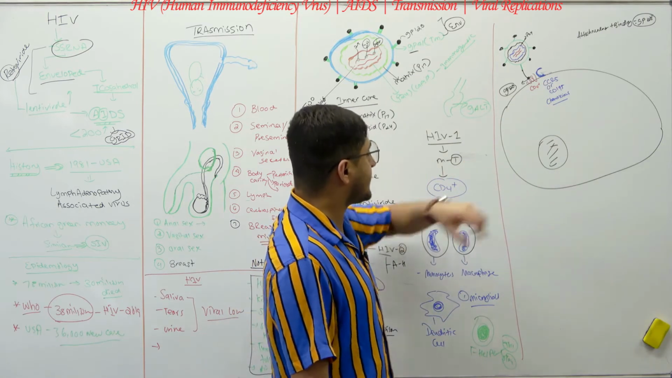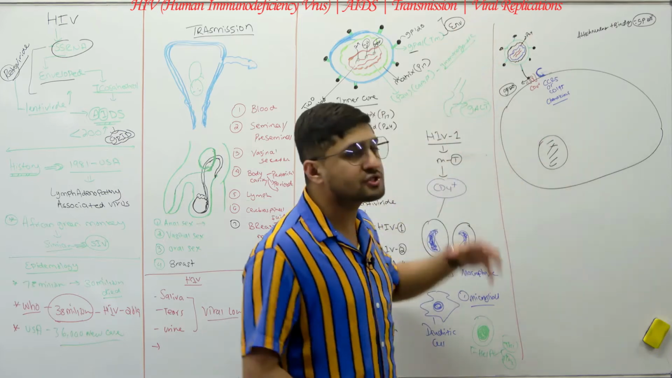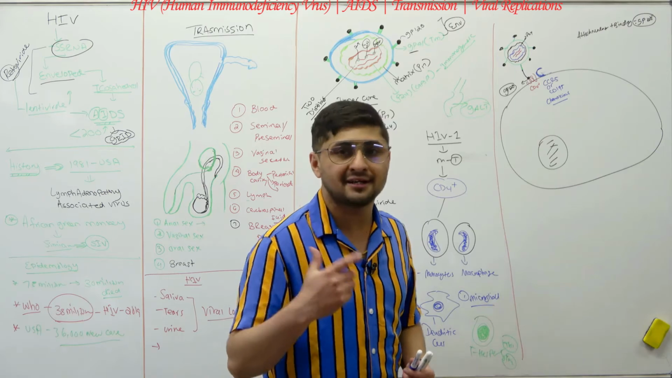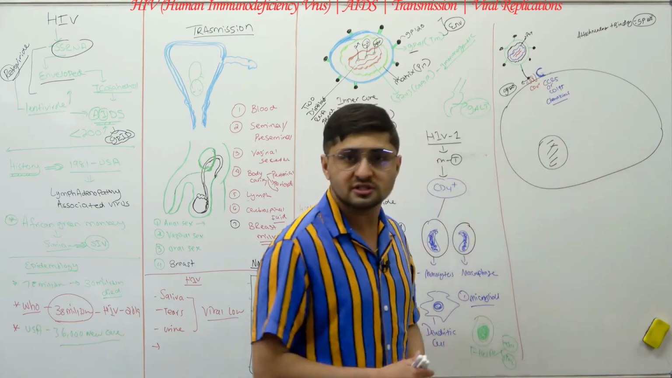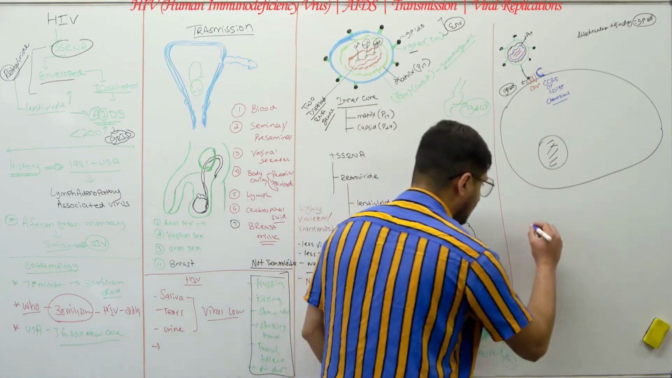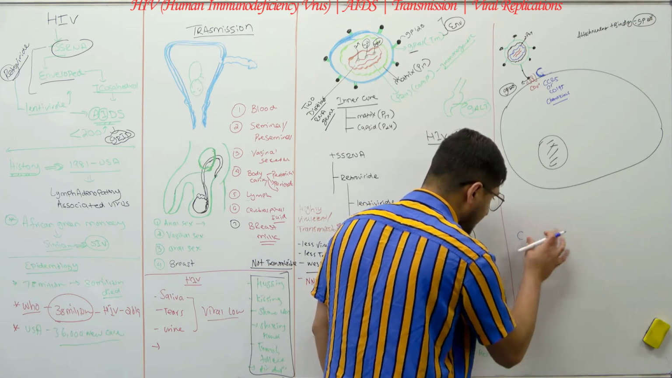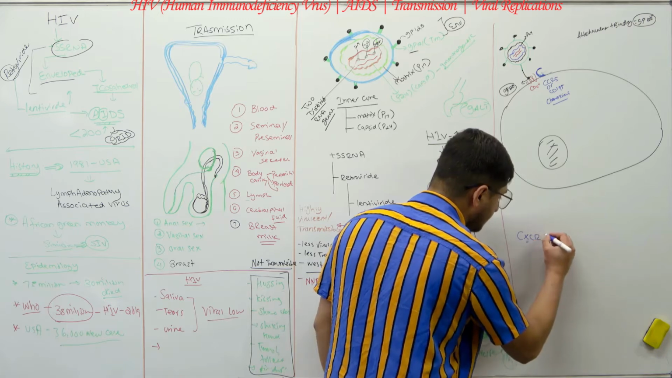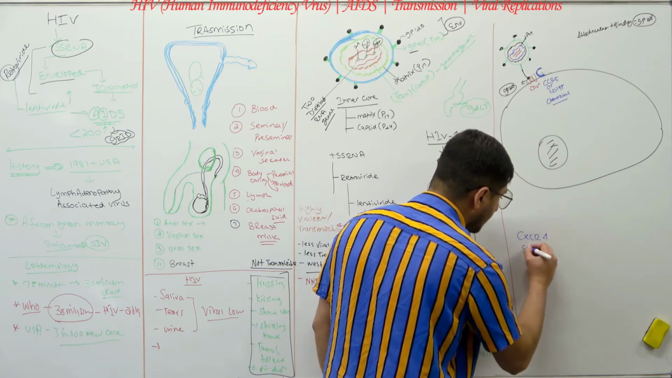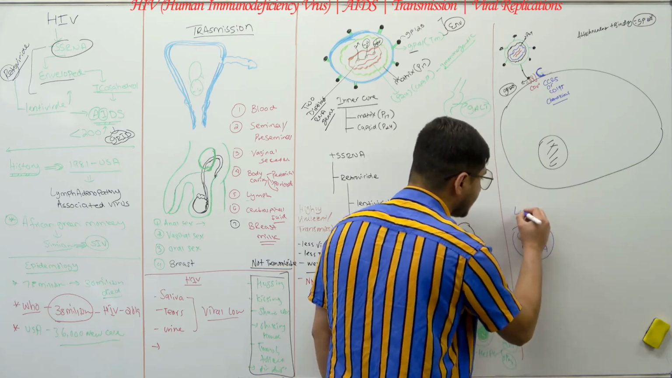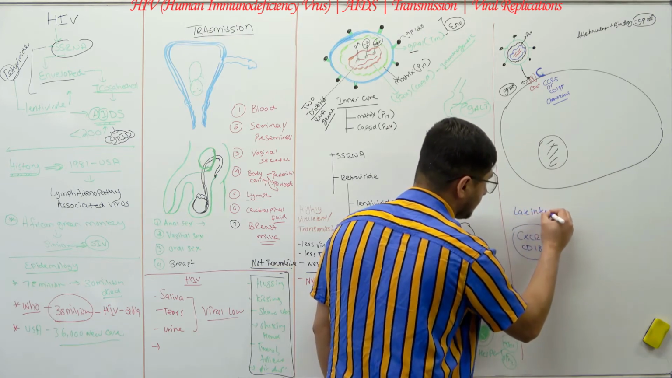Later, this virus goes through a lot of mutations, and they can bind to another type of co-receptor, which is called, let me write it down here, CXCR4, or we also call it CD184. Remember this. This is for the late infections, all right?